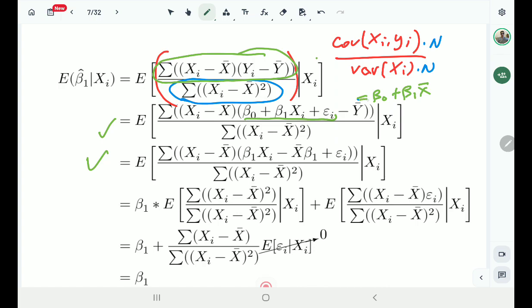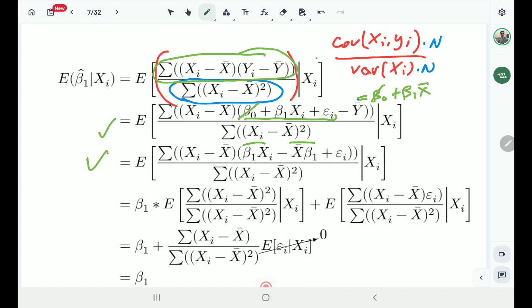Instead of y bar, we write its definition. In that case, beta zeros are going to cancel each other out, and we're going to be left with beta 1 xi term minus beta 1 x bar, right? And epsilons are not cancelled out, so they stay in the equation. It's quite straightforward. Then we do further manipulation.